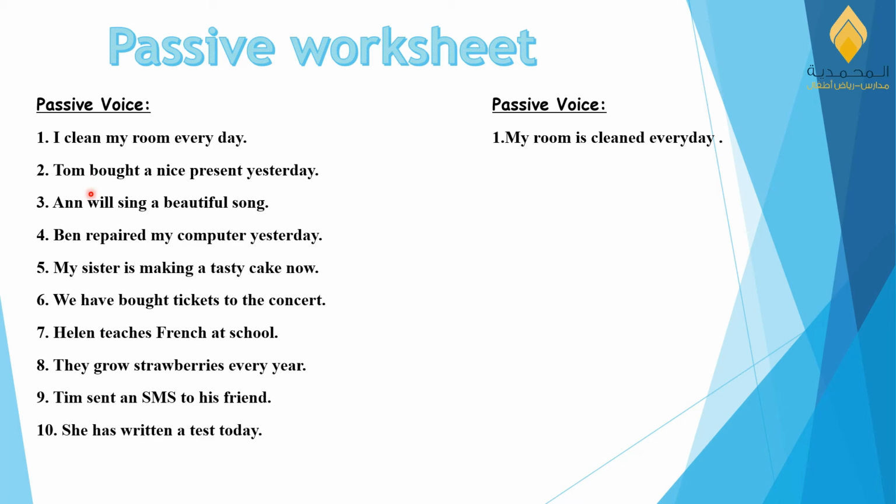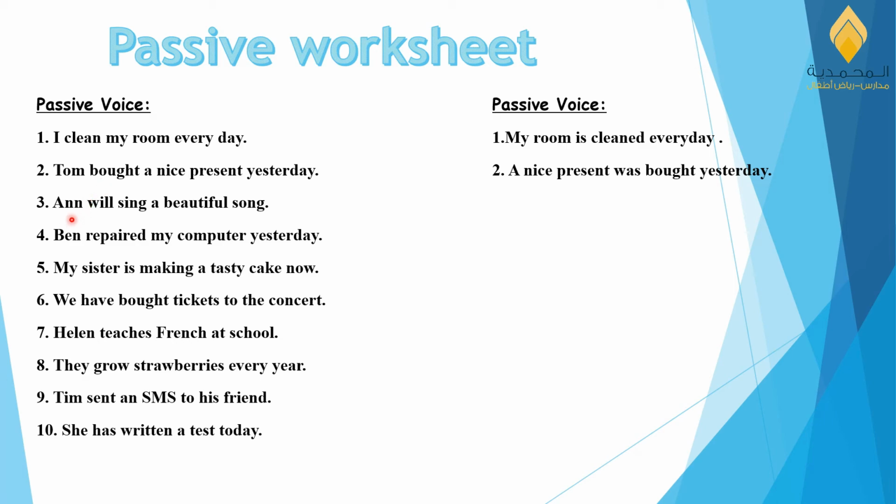2. Tom bought a nice present yesterday. Where is the object of the sentence? A nice present. What's the tense of the sentence? It is bought, which is the past simple. What's the correct verb form of the verb to be? Was or were. What's verb 3 from buy? Bought. So can you structure your sentence? Yes. A nice present was bought yesterday.